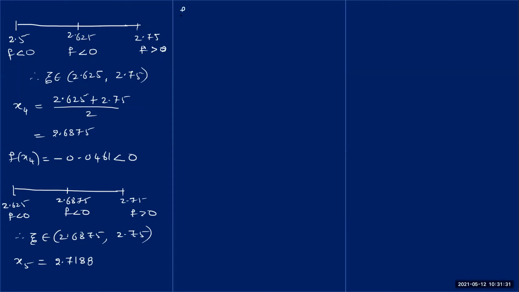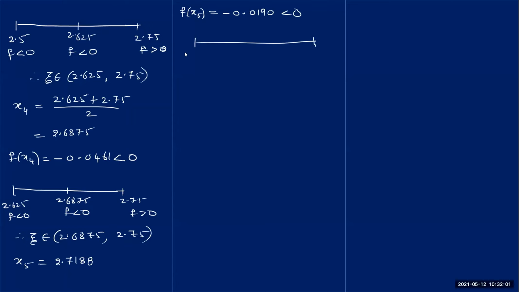Then if I calculate the function value at x5, you see, this is equal to, I'm just calculating this, 2.7188. Now see, I got this as negative this time, minus 0.0190. So since this is negative, again, I'm taking a diagram to select the next interval.